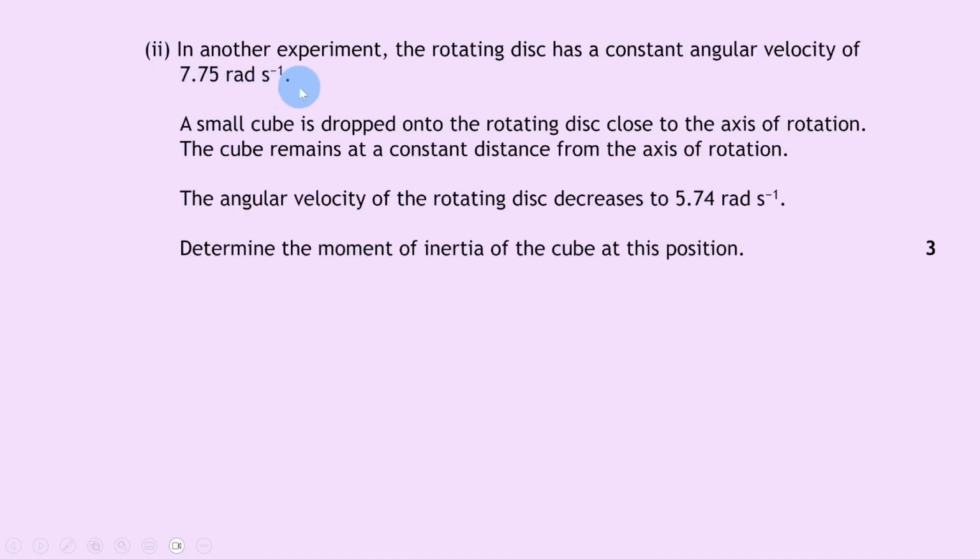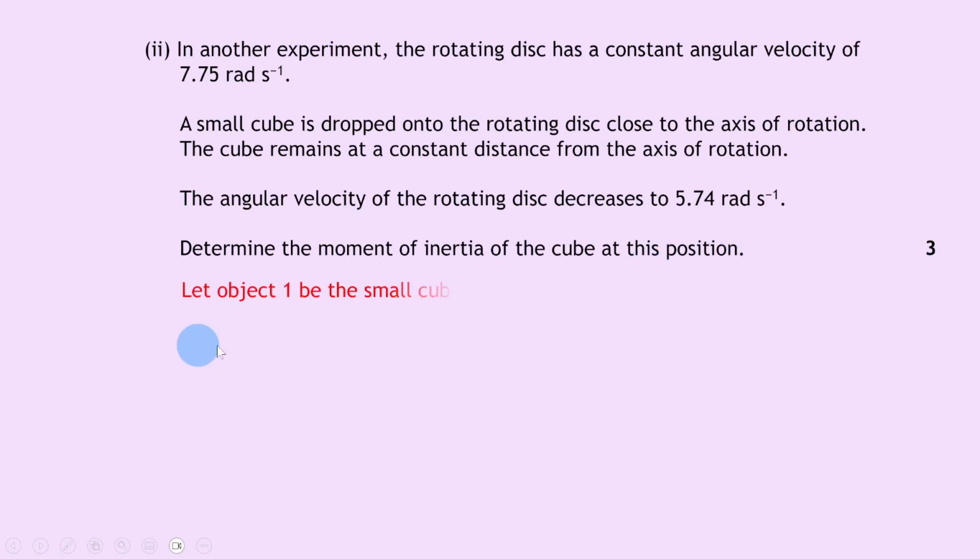B part 2 says in another experiment the rotating disc has a constant angular velocity of 7.75 radians per second. A small cube is dropped onto the rotating disc close to the axis of rotation. The cube remains at a constant distance from the axis of rotation. The angular velocity of the rotating disc decreases to 5.74 radians per second. Determine the moment of inertia of the cube at this position, and there's 3 marks available here.